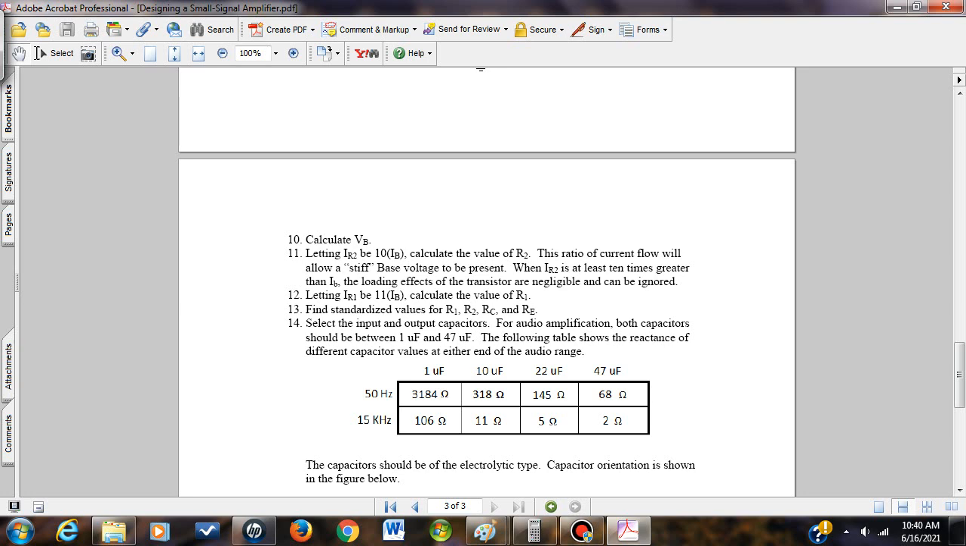Step 11. Letting IR2 be 10 times the current of IB, calculate the value of R2. This ratio of current flow will allow a stiff base voltage to be present. When IR2 is at least 10 times greater than IB, the loading effects of the transistor are negligible and can be ignored. So again, we're going to take IB and figure out what the current is through resistor number 2. So that's going to be 10 times IB.